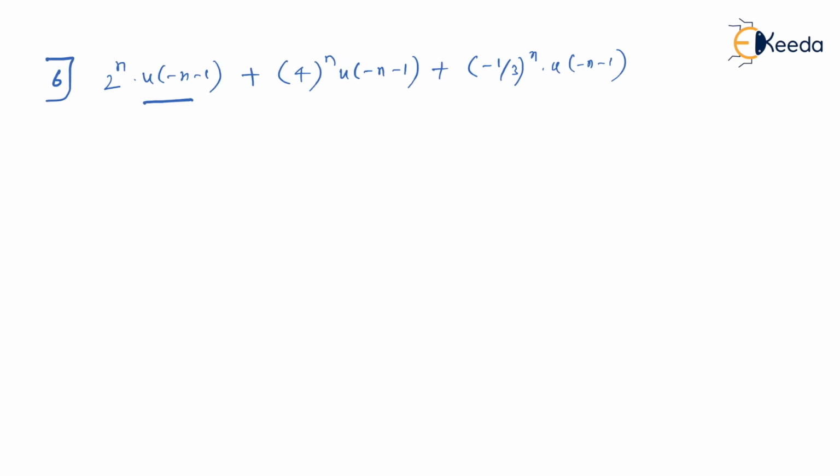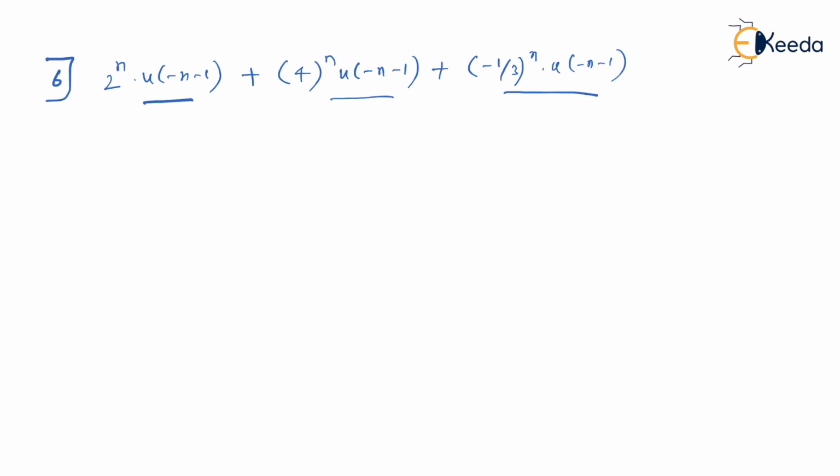Let's move to the sixth problem. So it is 2 to the power n u of minus n minus 1 plus 4 to the power n u of minus n minus 1 and minus 1 by 3 raised to n u of minus n minus 1. So as you can see, each and every function stated over here is multiplied with u of minus n minus 1, and we know that u of minus n minus 1 makes it anti-causal. And now this is a linear combination of individual anti-causal signals. Then the final sum is anti-causal in nature.